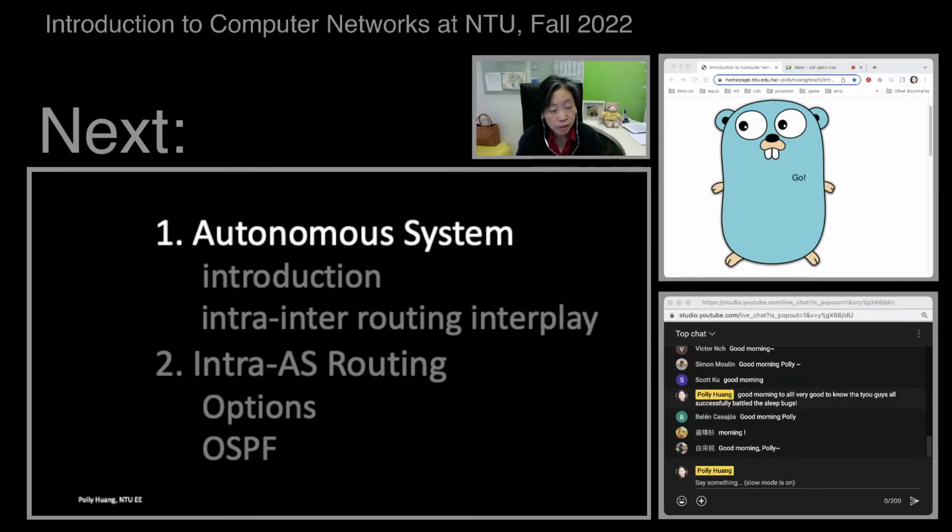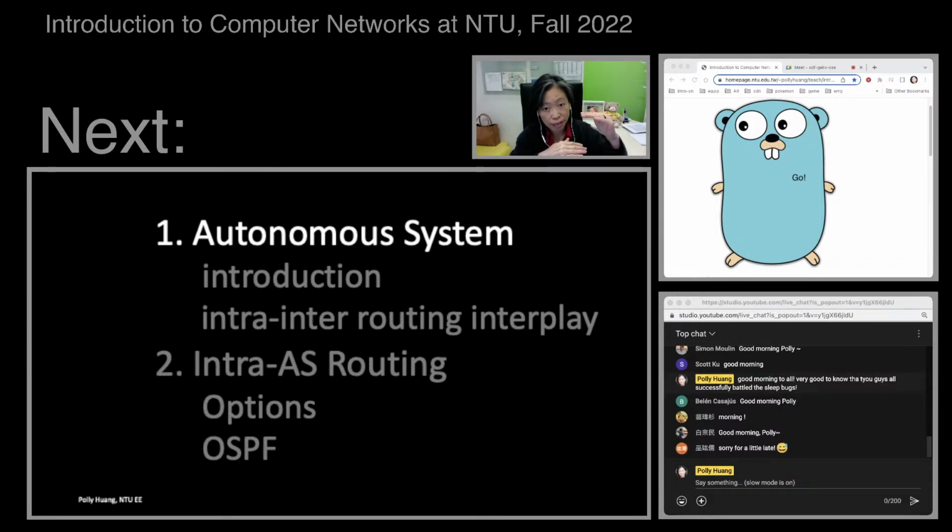We'll see. So you hear from the video, internet routing, two levels of hierarchy. No problem. And good morning to Belang, Wei Shan, Xiaobai, and Vincent.